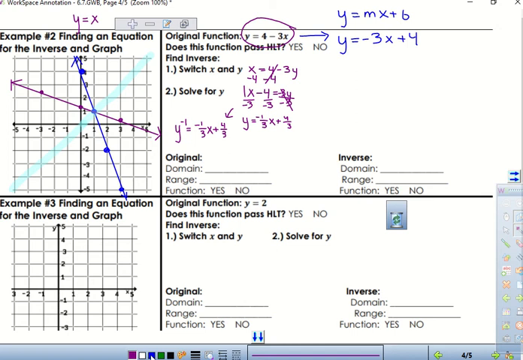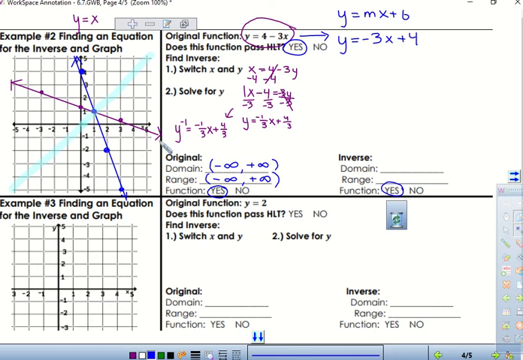So the original function, the one in the blue, what would be the domain of this function? Good. All linear equations have that domain, and they also have that as their range, right? It's going to go left, right, up, down forever, all the directions, because it's linear. Is the original one in the blue a function? Does it pass the vertical line test? Yes. Does it also pass the horizontal line test? Yes, which means that the inverse is also a function.